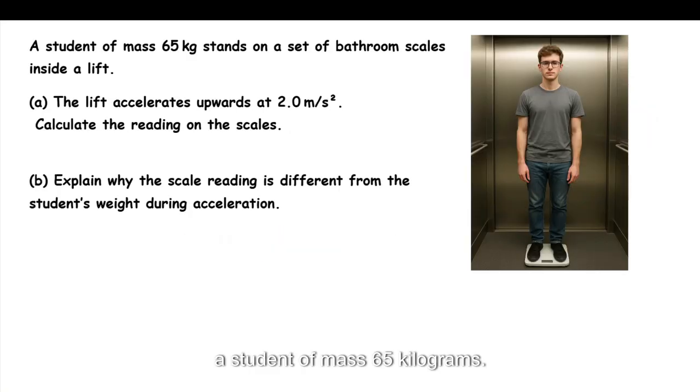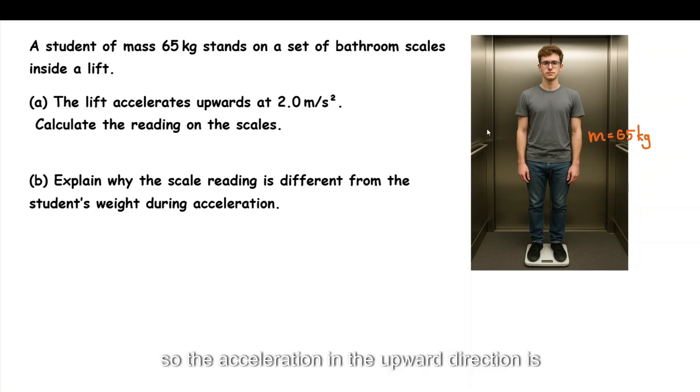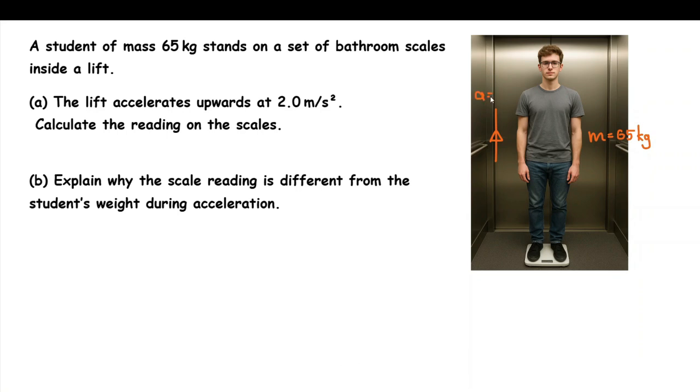A student of mass 65 kilograms, let's mark the mass of the student, 65 kilograms, stands on a set of bathroom scales inside a lift. The lift accelerates upwards at 2. So the acceleration in the upward direction is 2. Calculate the reading on the scales.